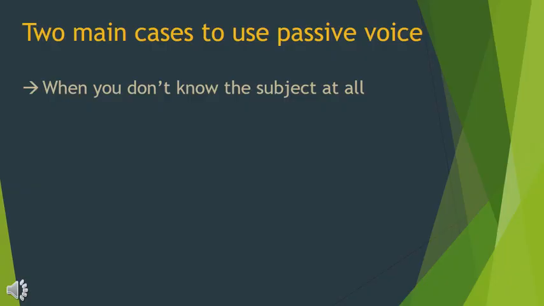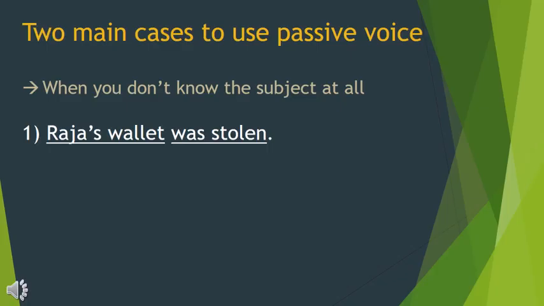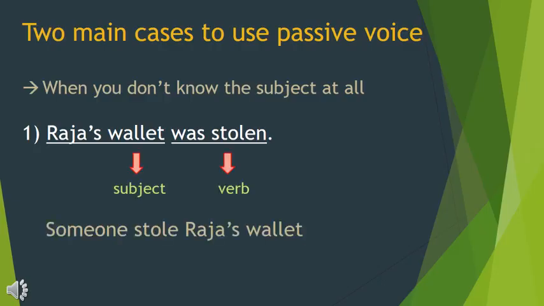For example, Raja's wallet was stolen. Here, we don't know by whom. We don't know the subject. So, we use passive voice. In active voice, the same sentence can be written as someone stole Raja's wallet. So, in passive voice, we do not know the doer of the action. So, Raja's wallet was stolen. So, if we do not know the subject at all, that time we can use passive voice.